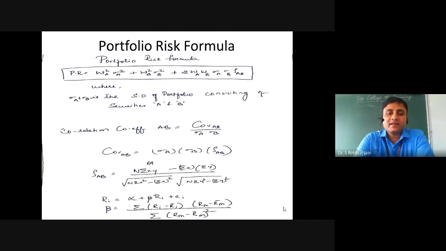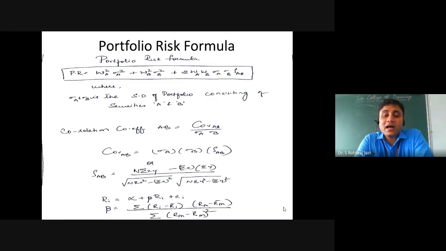Okay, then how do I calculate covariance of security A and B? It is equal to standard deviation of security A into standard deviation of security B into correlation coefficient of A and B. Or yesterday we have solved this correlation coefficient of AB.